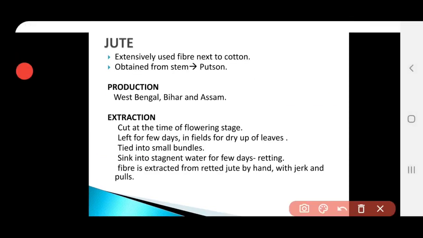And next, plant fiber, it is jute. It is the most extensively used fiber next to cotton, and it is obtained from the stem. It is called as putsan. Production: where is the jute produced? It is from West Bengal, Bihar, and Assam. So these are the states which are popular in producing jute.